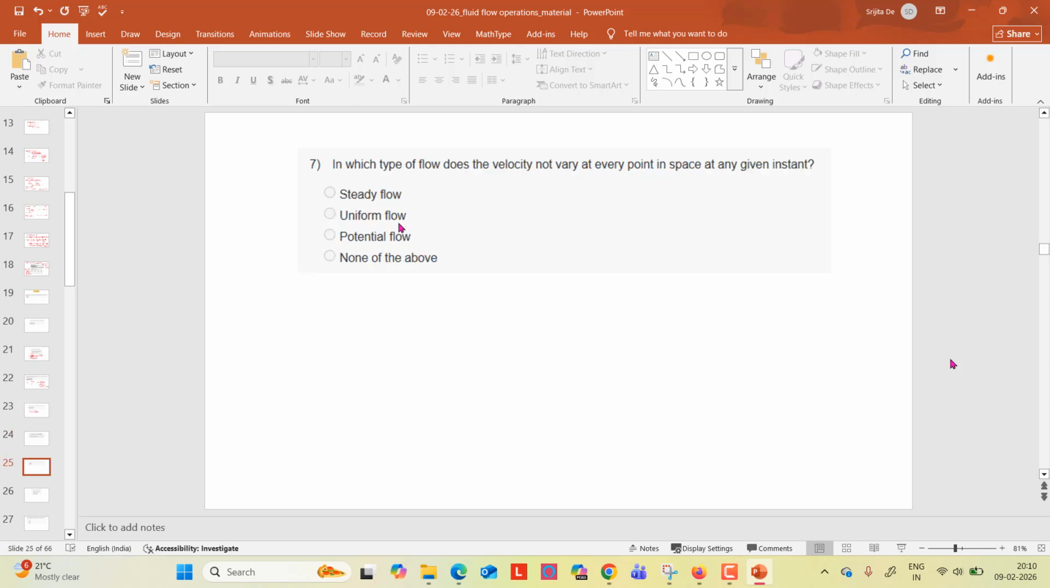Next. In which type of flow does the velocity not vary at every point and in space at any given instant? Steady flow means it doesn't vary with time, but it doesn't guarantee that it will not vary with space. So it is not a steady flow. It is the uniform flow. Uniform flow means at any given instant the velocity does not vary at every point in space. So the answer is uniform flow.